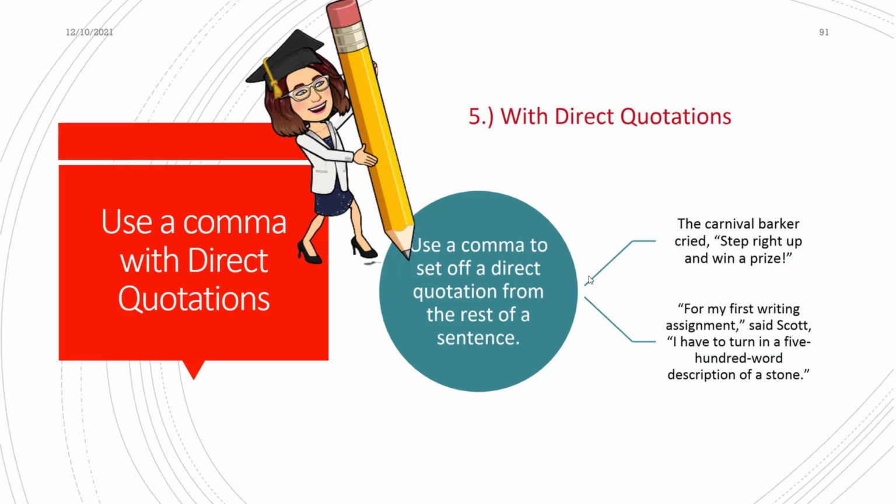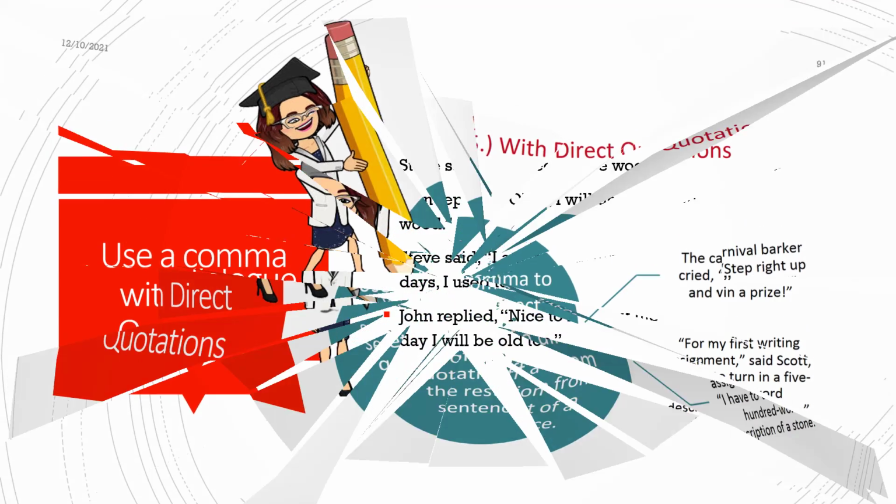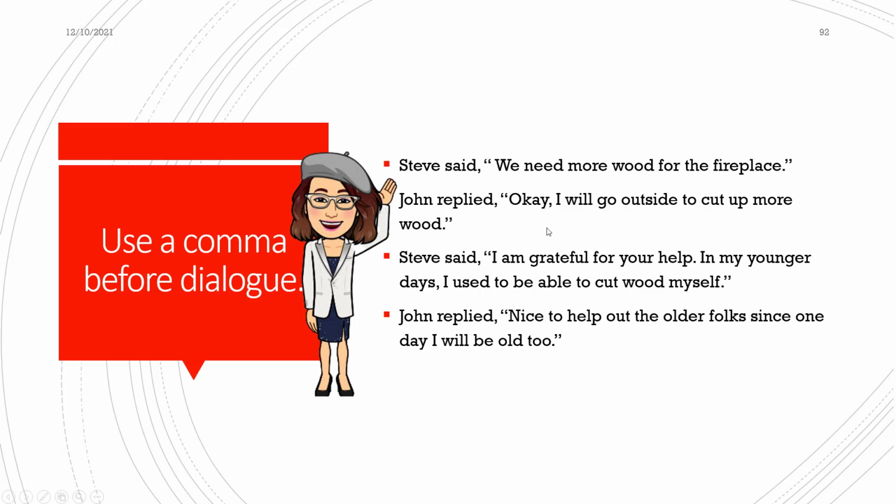Use a comma with direct quotations. So here's the same thing. Here, the carnival barker cried, "Step right up and win a prize." So right before and right after a dialogue, you have to have a comma. So always use a comma before a dialogue.